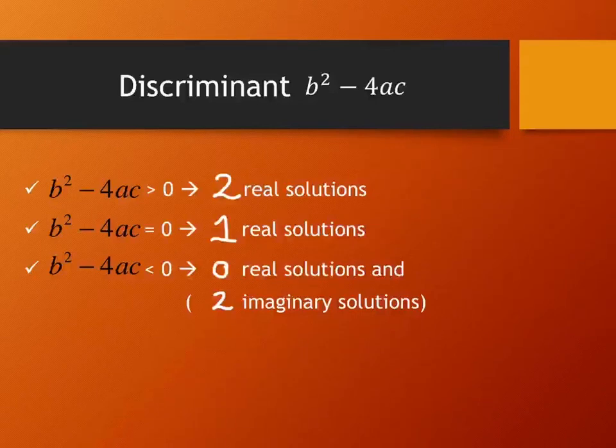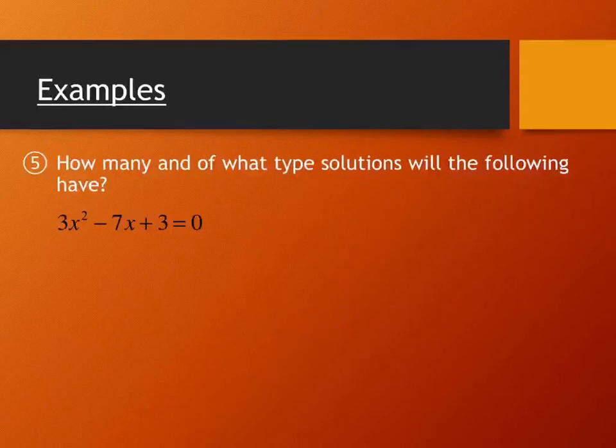So simply looking at the discriminant can tell us what kind of a solution we're going to get, and that's actually going to be our last example for today. Number 5, how many and of what type solutions will the following have? So you can find the entire solution if you would like for this one, but there's no need. All you really have to test or to check for is the b squared minus 4ac, and then find out whether or not it's positive, negative, or 0.